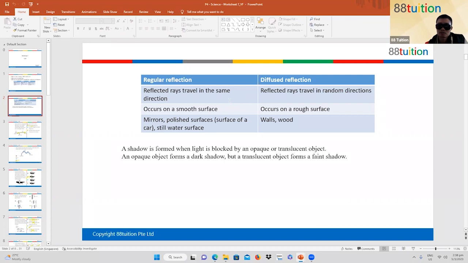Any questions? Okay, so for regular reflection, the reflected rays travel in the same direction. It occurs on a smooth surface and it happens on mirrors, polished surfaces, still water surface. And for diffuse reflection, the reflected rays travel in random directions, occurs on a rough surface, for example, walls and wood.